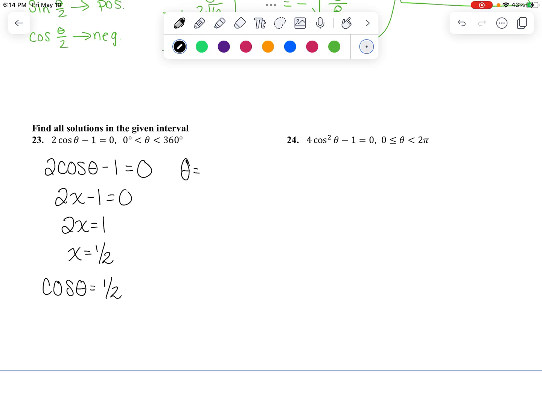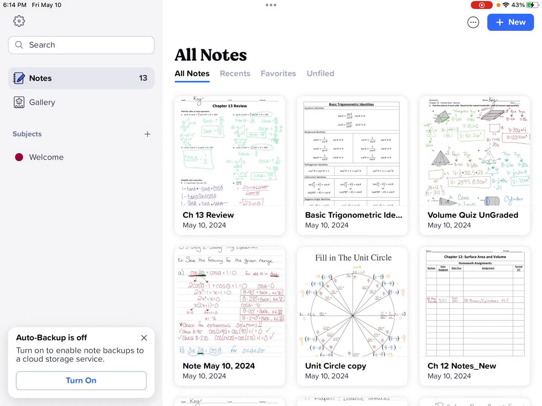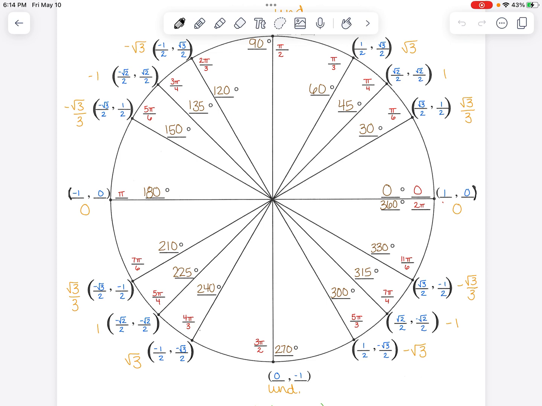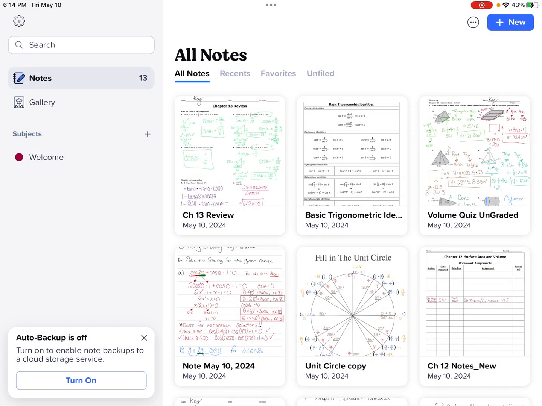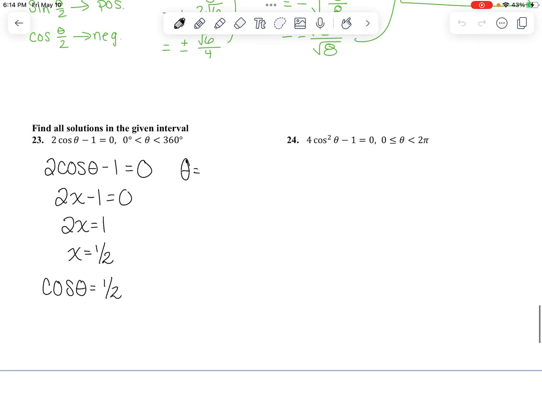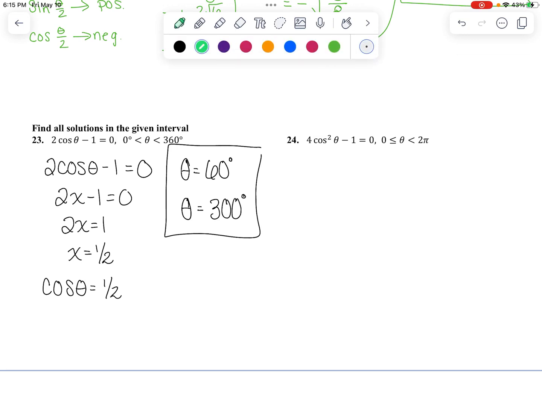My range is between 0 and 360. Cosine is 1/2 between 0 and 360 at, cosine's x, so 60 degrees and 300 degrees. Plug them back in to check. They both work.